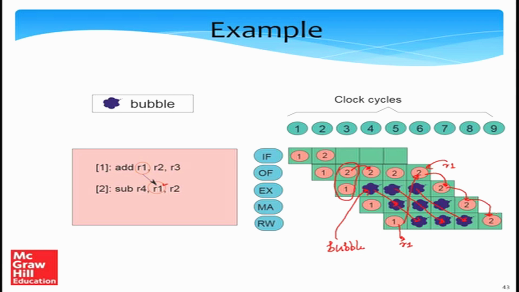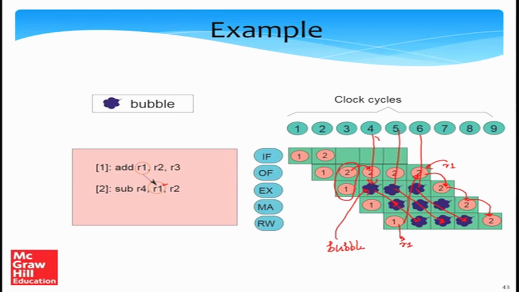3 bubbles means 3 no-op instructions in the pipeline in the EX stage in cycles 4, 5, and 6. Let me maybe draw an arrow. Cycles 4, 5, and 6. We need to introduce 3 bubbles. And these bubbles just travel along the pipeline. And since they're no-op instructions, they do absolutely nothing. So instruction 2 waits in the OF stage until it gets the value of R1, and that's when it proceeds.